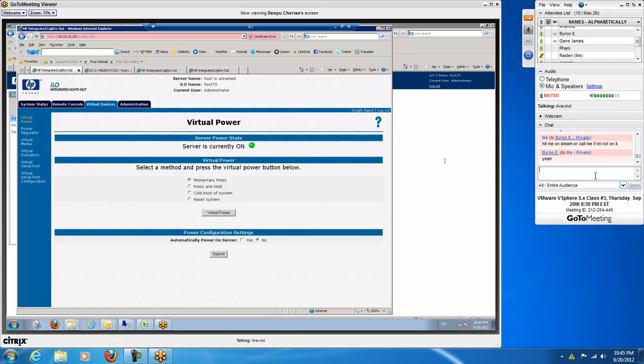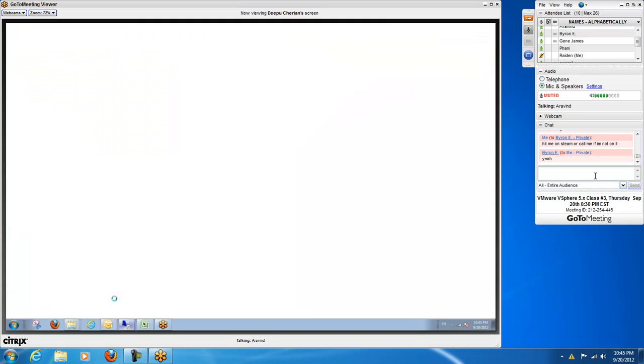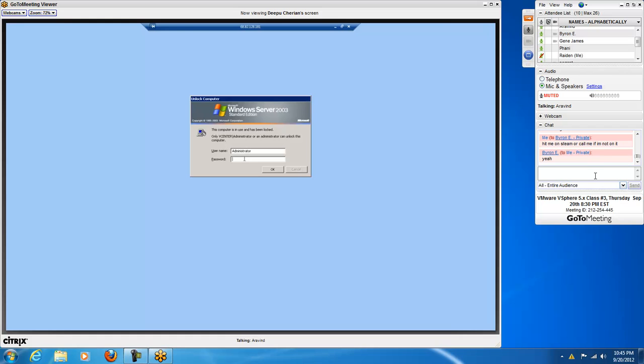Actually, I'm trying to connect to this ILO using these IP addresses, either using RDP or through HTTPS, and it doesn't work. How do I go about it?